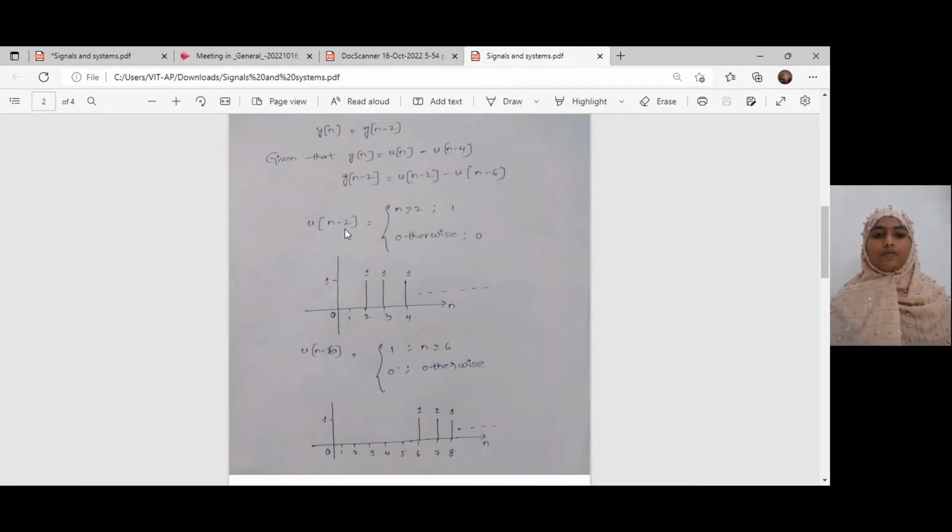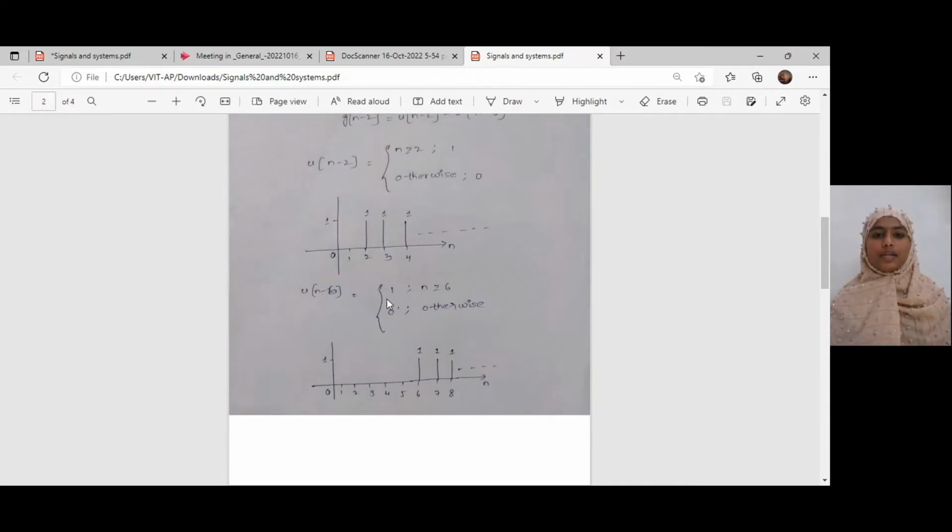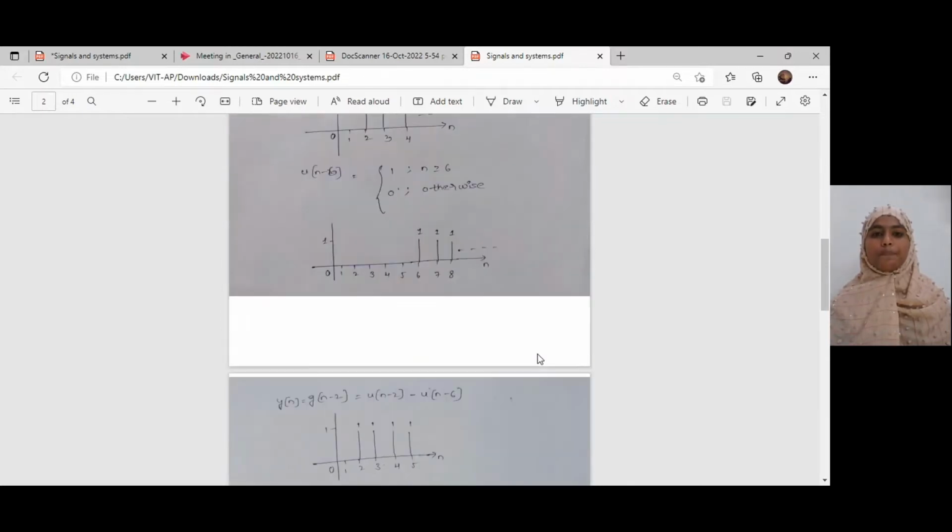So for u of n minus 2, the plot will look like this. From 2 onwards, the amplitude becomes 1 up to infinity. For u of n minus 6 also, when n is greater than or equal to 6, it becomes 1. Otherwise, it becomes 0. So the plot will look like this for u of n minus 6. From 6 onwards, the amplitude becomes 1 up to infinity.